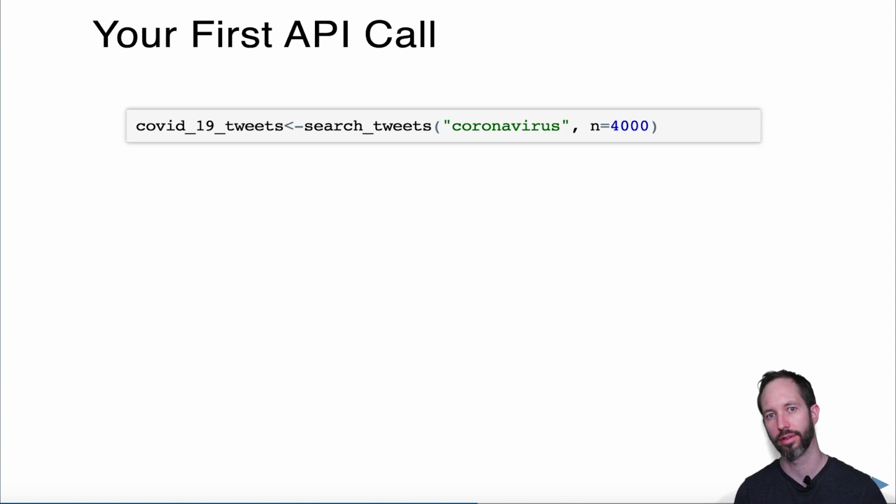Take note that with the search_tweets function, you're also going to be collecting retweets and original copies of that tweet. So you might see, of these 4,000 tweets, 2,000 of them could be a retweet of a popular tweet. You can turn on or off whether or not you want to collect retweets by using an argument within the search_tweets function.